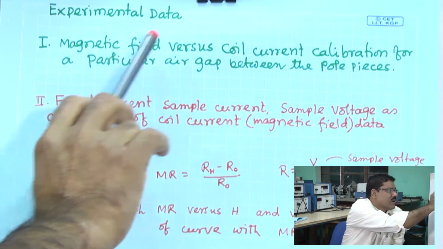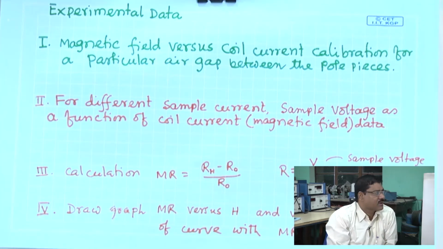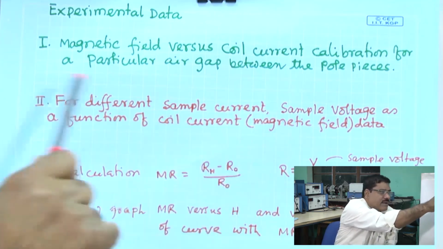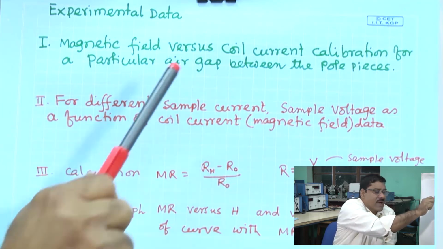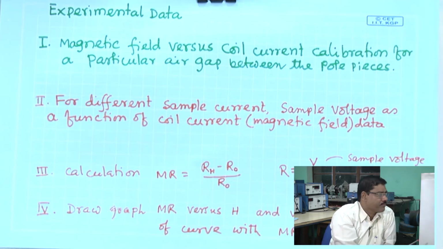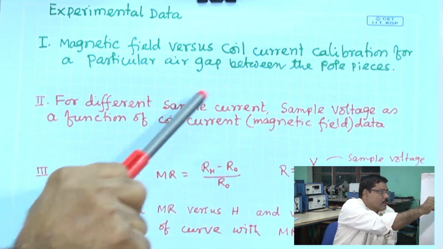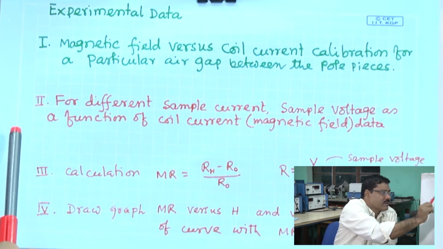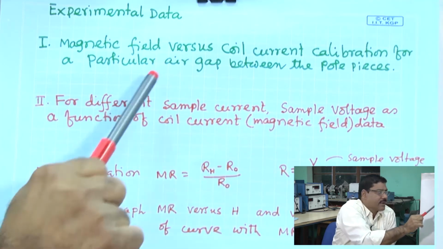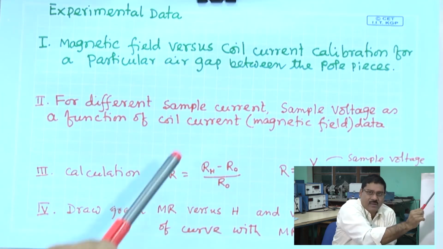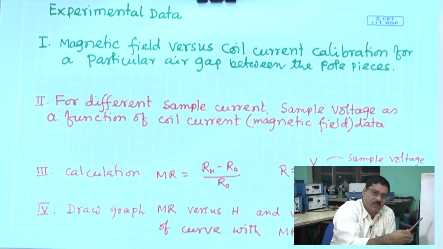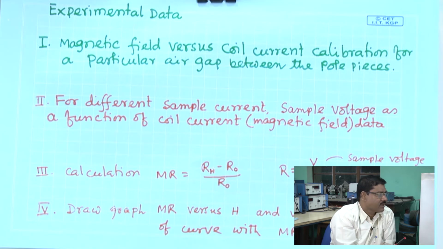So, that is the first task we have to do, and for that I have not shown a table here. So, one has to make a table. Basically, we have to write what is the air gap, that we should note down, and then for that air gap what is the current versus magnetic field. Okay. So, for different currents we will take, and for different magnetic fields we will note down from the Gauss meter, and then that table will be used for drawing the graph, and that is the calibration curve.